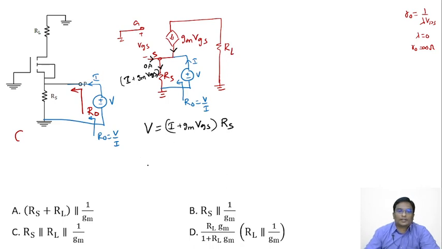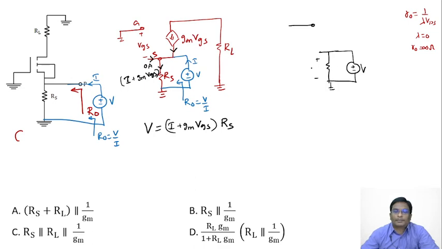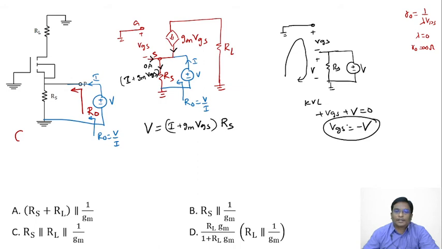I'm taking this part of the circuit and showing it again. This is V; these are parallel, so the voltage is V itself. This is VGS, and this is grounded, and this is also grounded. If I apply KVL here, then VGS plus V equals 0, or VGS equals minus V.